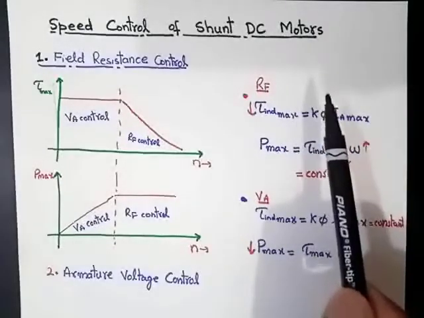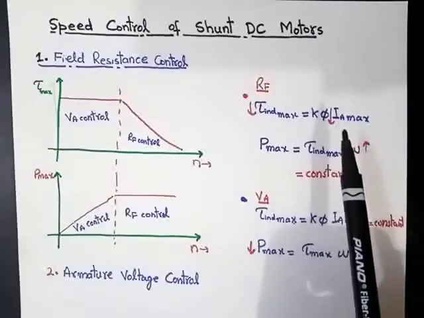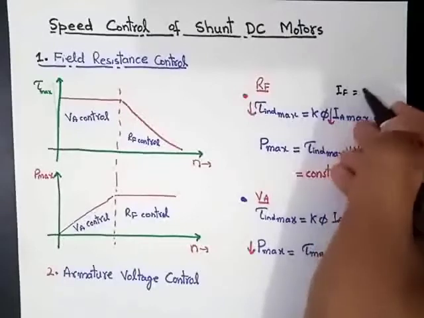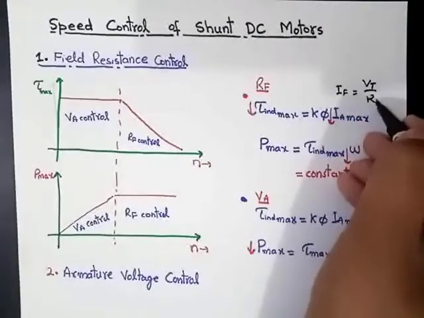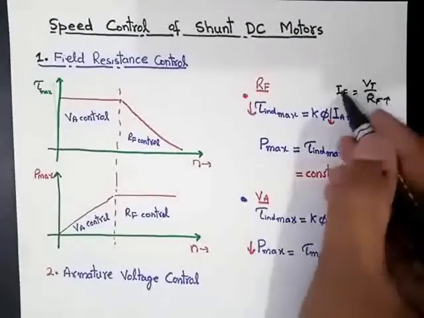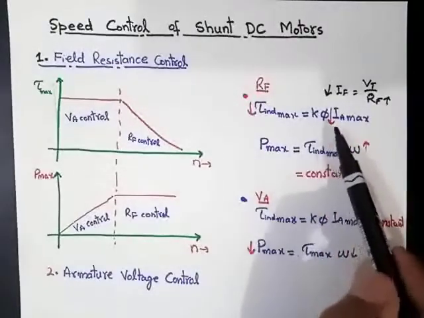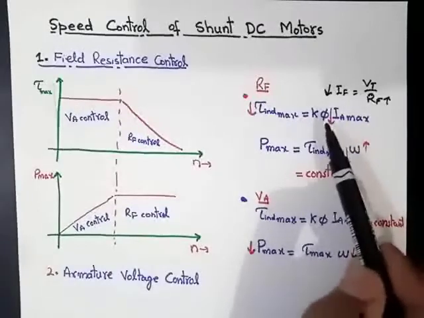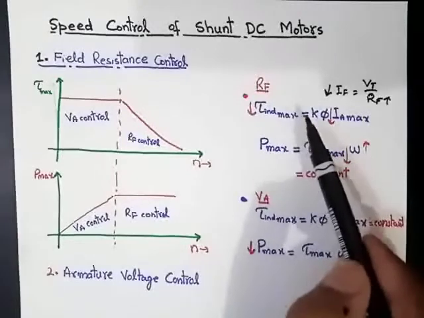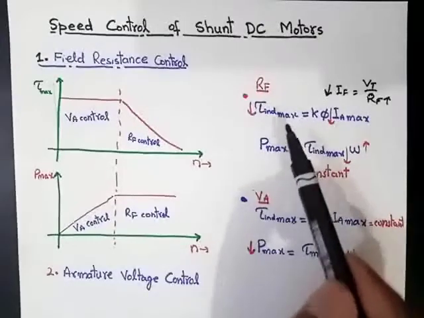When we increase the field resistance, then according to Ohm's law, the flux will decrease. As we know, IF is equal to Vt over Rf. When the value of Rf increases, the field current will decrease. When the field current decreases, the flux will decrease as well. When the flux decreases, the maximum induced torque will decrease. So in case of the field resistance control method, the maximum torque induced will decrease.